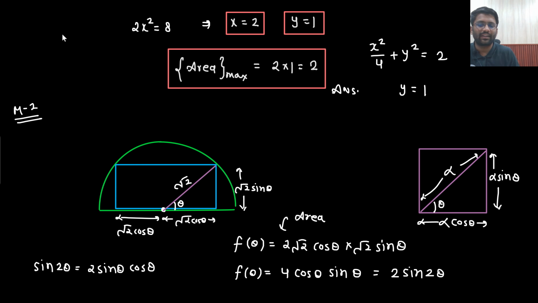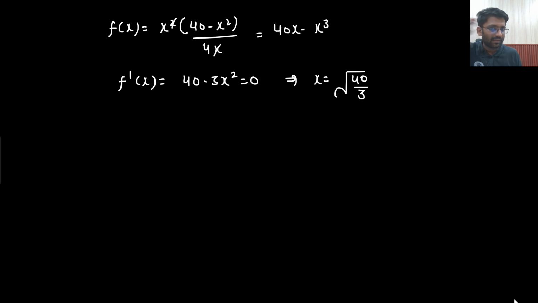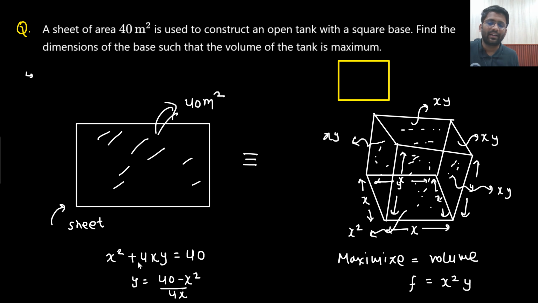So if you draw the graph it would look somewhat like this. At some point you will get the maxima. So you don't need to draw the graph, you don't need to care about whether it is a maximum or minimum value. Is that clear to you? Okay. So x equals under root 40 by 3 we are getting.